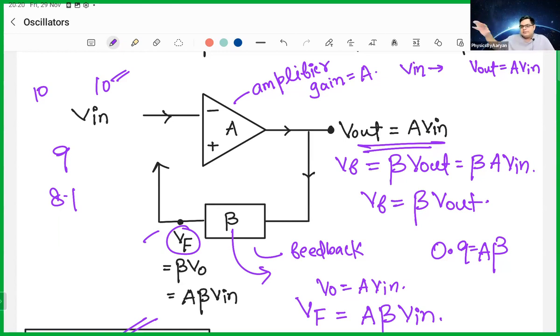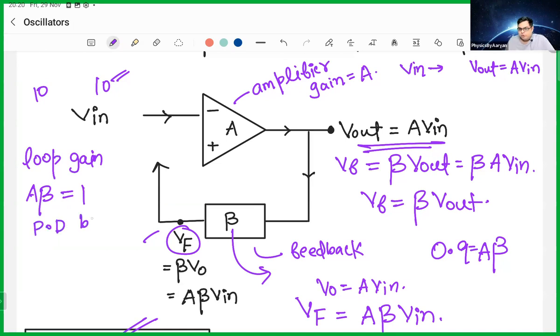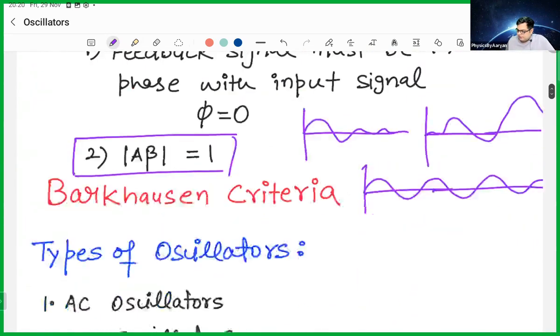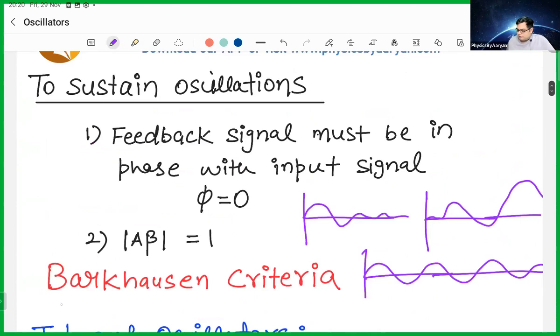So in order to get a perfectly sustainable output in case of your oscillators, two conditions have to be satisfied. Number one, loop gain, which is A beta, should be equal to 1. And second, the phase difference between input and feedback should be 0 degrees. These two conditions are written here in a nicer way. And these two are known as the Barkhausen criteria. I don't know the correct pronunciation, but this is the criteria. And this is a question which has also been asked in IIT JAM.